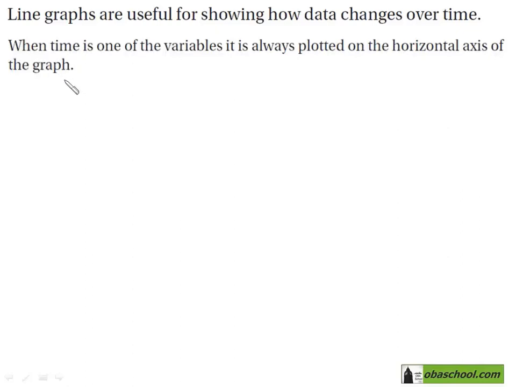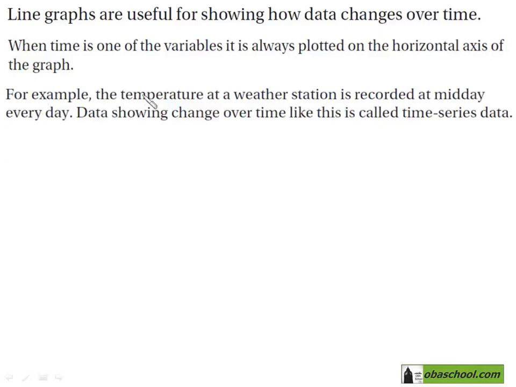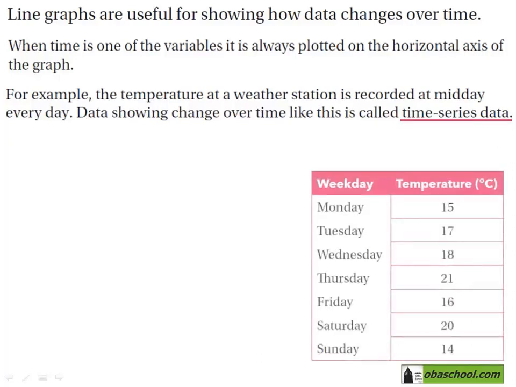So basically, time is always found on the x-axis when you are plotting a line graph that discusses the fluctuation of a variable along with time. For example, the temperature at a weather station is recorded at midday every day. Data showing change over time like this is called time series data, since you have data that has been collected over a time series. And you're going to see exactly what I'm talking about as we go through the examples that I'm going to give you right now.